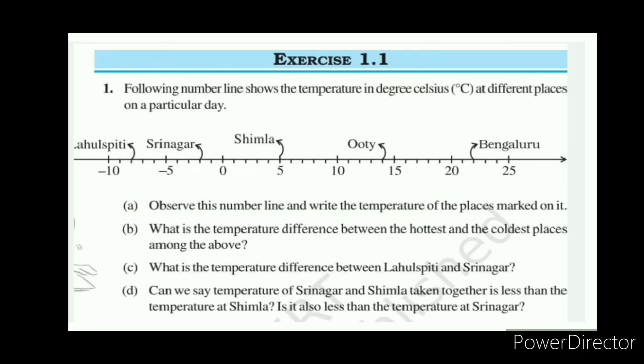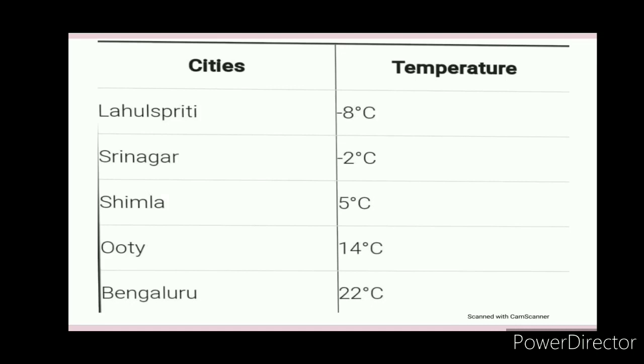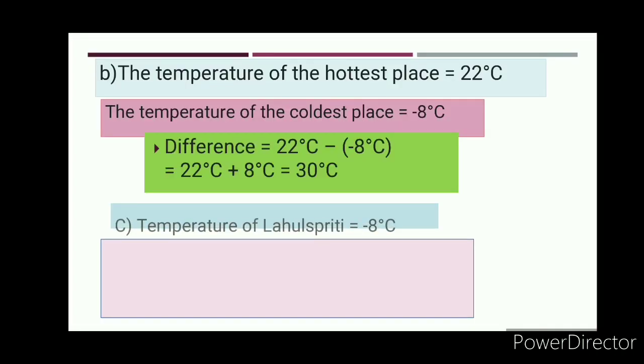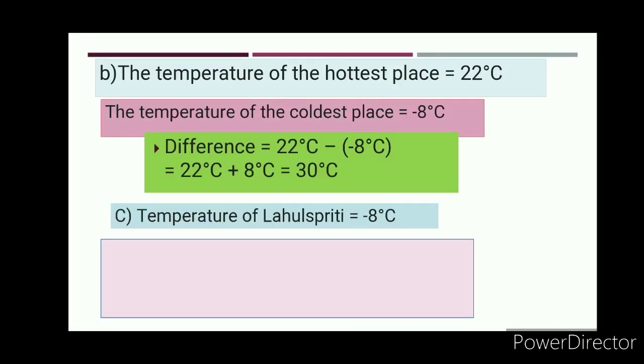Question C. What is the temperature difference between Lahaul Spiti and Srinagar? In the table we have Lahaul Spiti's temperature as minus 8 degrees Celsius, Srinagar minus 2 degrees Celsius. Now we are going to find their difference. Temperature of Lahaul Spiti is equal to minus 8 degrees Celsius. Temperature of Srinagar is equal to minus 2 degrees Celsius.